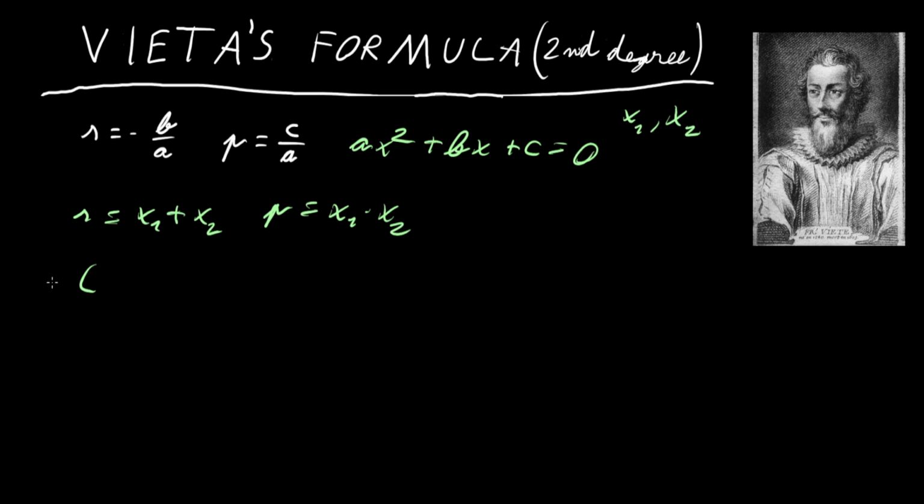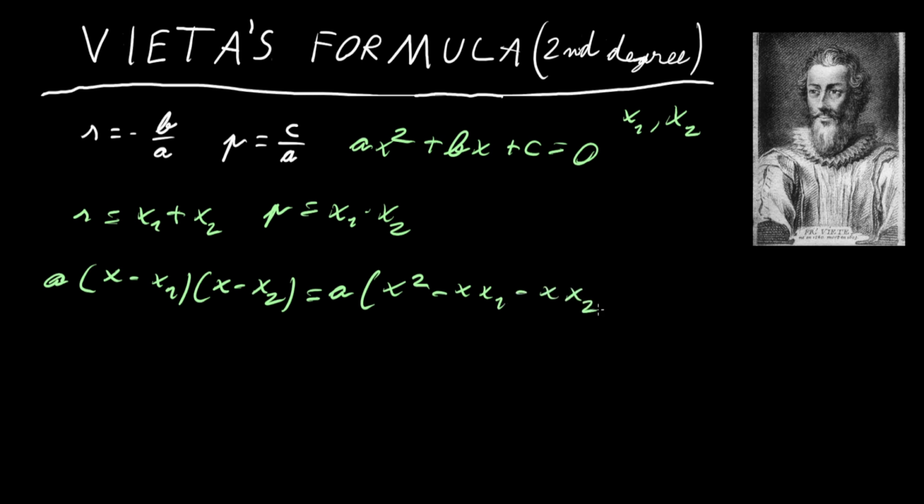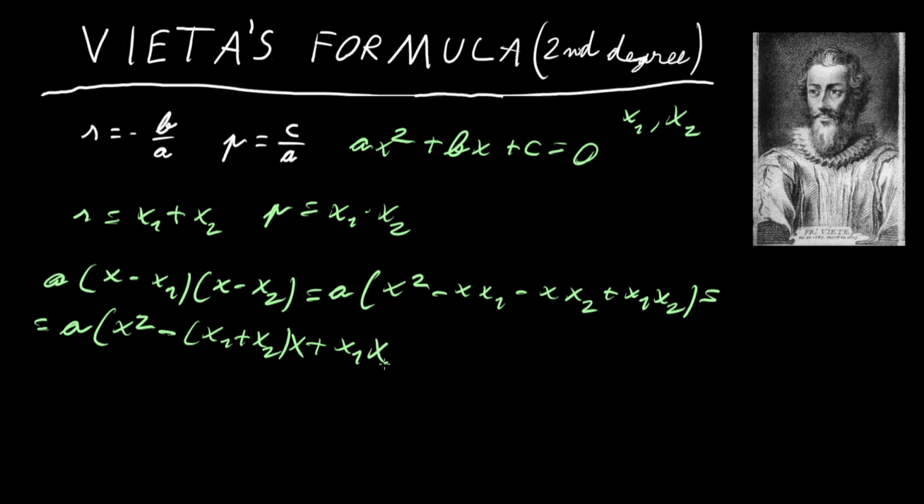Now, we can write up a second degree polynomial like a times (x minus the first root) times (x minus the second root). Now, let's expand this form. It's a times x squared minus x times x1 minus x times x2 plus x1 times x2. Okay, let's simplify it. It's going to become a times (x squared minus (x1 plus x2) times x plus x1 times x2).